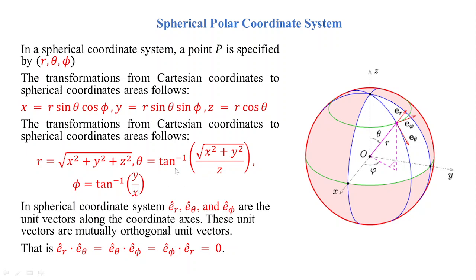In this system, we take er, e theta, e phi as unit vectors along the coordinate axes. The spherical polar coordinate system is also an orthogonal system. Therefore, er dot e theta, e theta dot e phi and e phi dot er are 0.